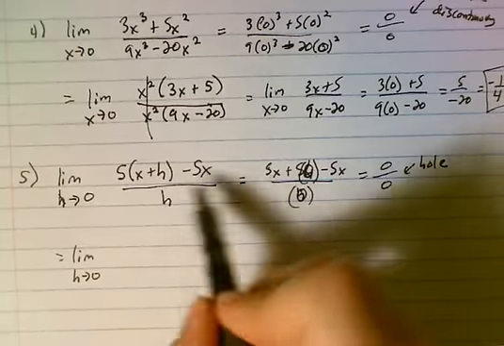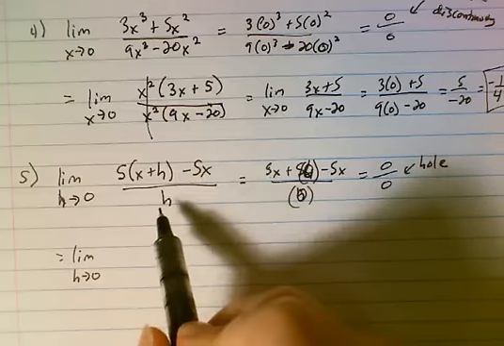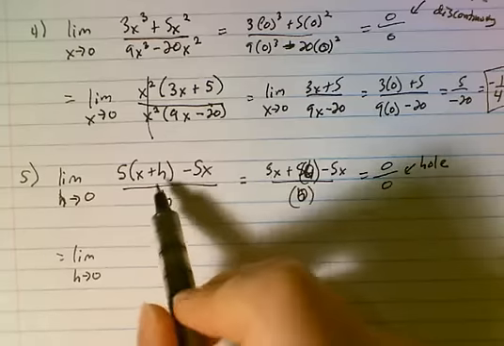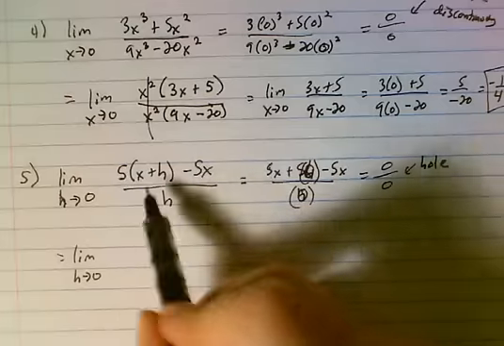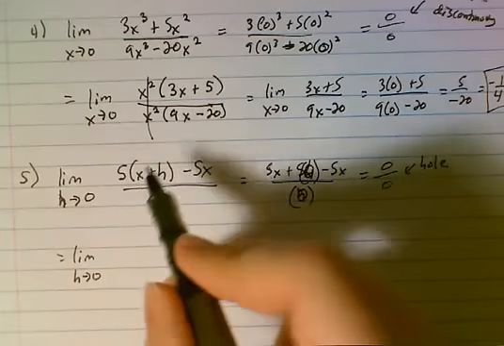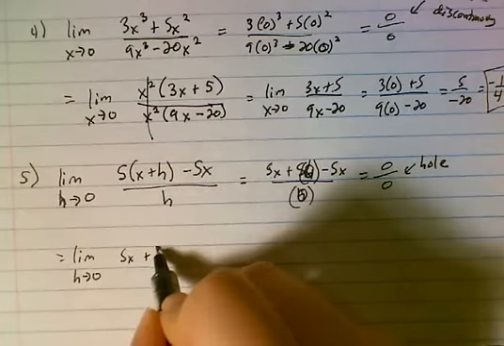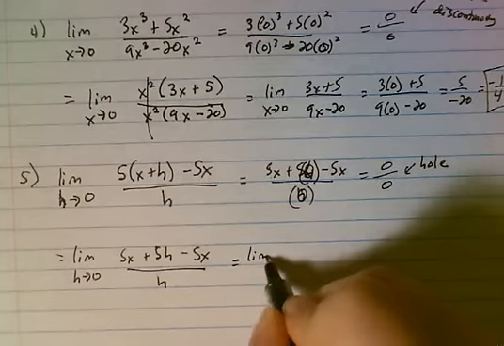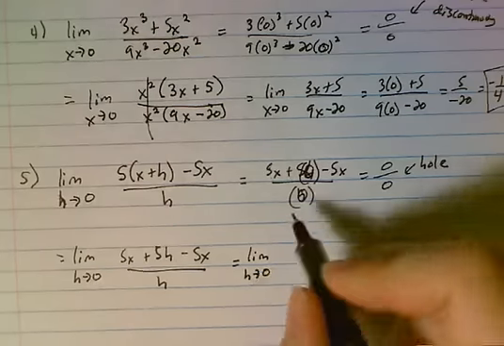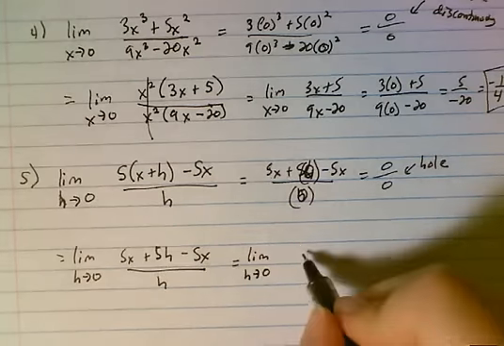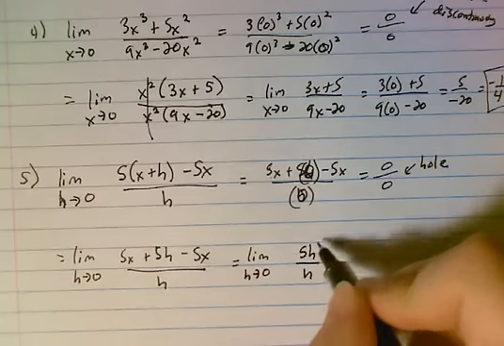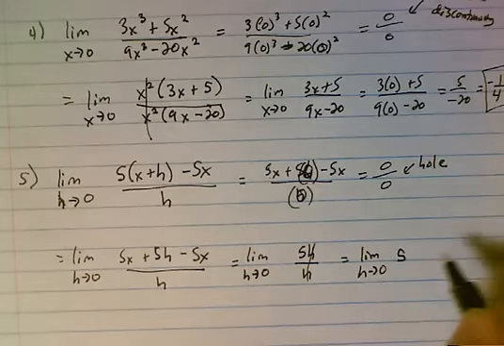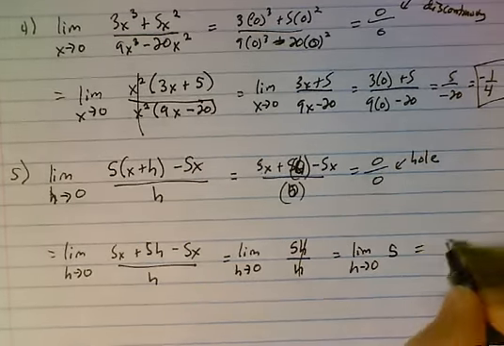So right now we're not seeing anything that really cancels out terribly well here. But let's see if we can just sort of distribute and combine like terms and see if we can get anything. So let's distribute this 5: 5x plus 5h minus 5x all over h. 5x minus 5x is 0, so we just have 5h over h. Oh, looky there, that cancels out. Limit as h approaches 0 of 5. Or just plain old 5.